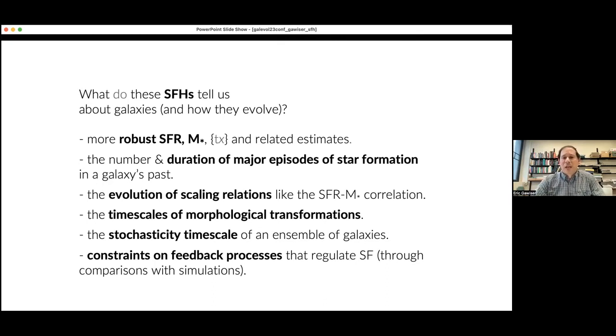We can probe the evolution of scaling relations, like the star formation rate, stellar mass correlation, the timescales of morphological transformations, the stochasticity timescale for a whole bunch of galaxies. That's something Kartik's been working a lot on and may talk to you more about tomorrow. And the constraints on feedback processes that regulate star formation via comparisons with simulations, in which I know there are many experts in the audience.